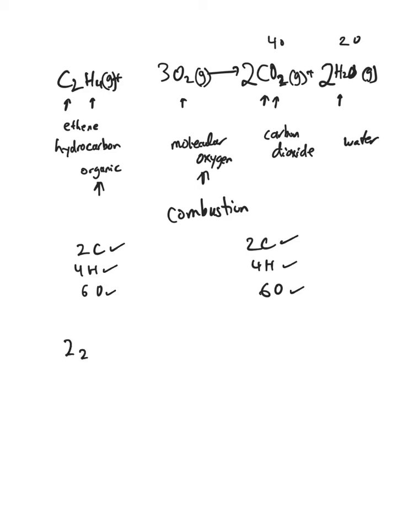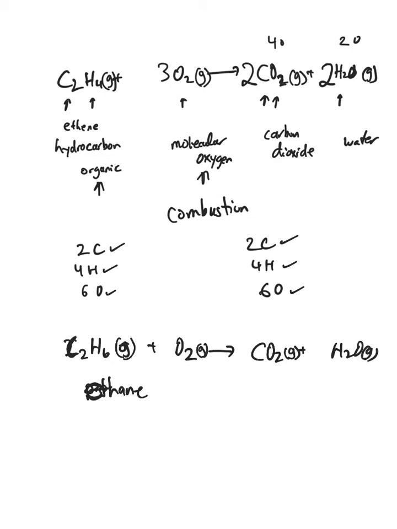Let's take C2H6. That's a gas, and it's called ethane. Just 2 carbons, ethane, plus oxygen. Reacts to make what? We got a hydrocarbon, burning it with oxygen to make carbon dioxide and water. So let's balance our atoms. 2 carbons on the left. I need 2 carbons on the right.